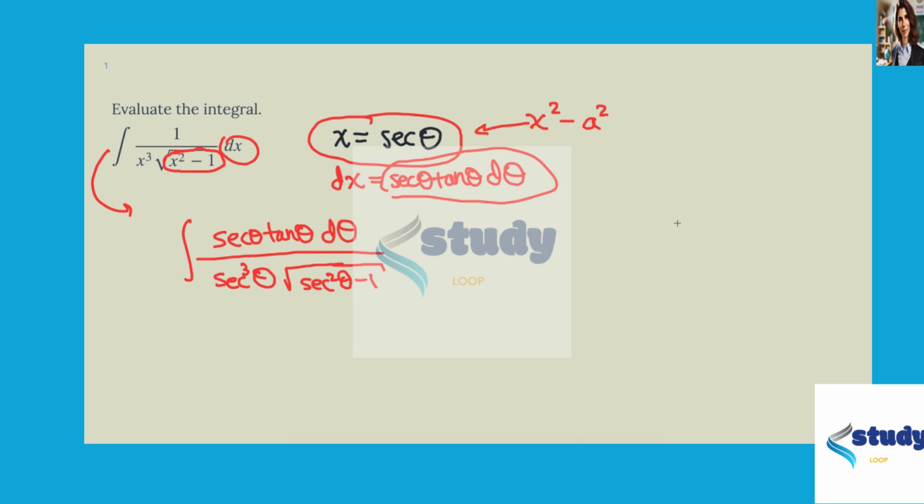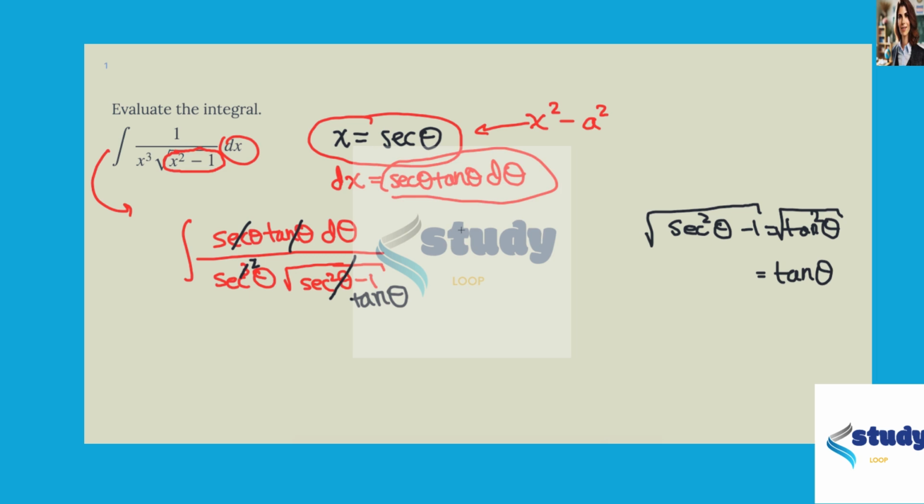Now here we know that secant squared theta minus 1 equals tan squared theta. This is one of your Pythagorean identities. So when we take the square root, we just get tan theta. And so we can go ahead and cancel this tan theta here with this tan theta up there. And then we could cross off this secant with one of these, and we have 2 left on the bottom. So we have 1 over secant squared.